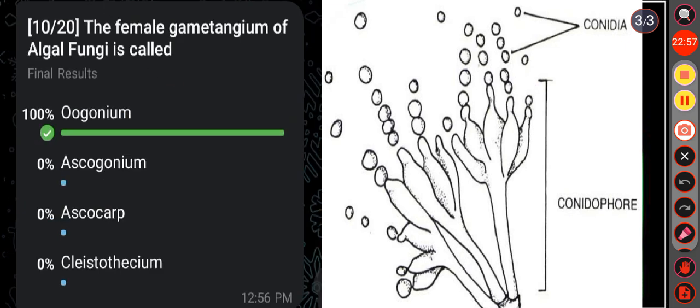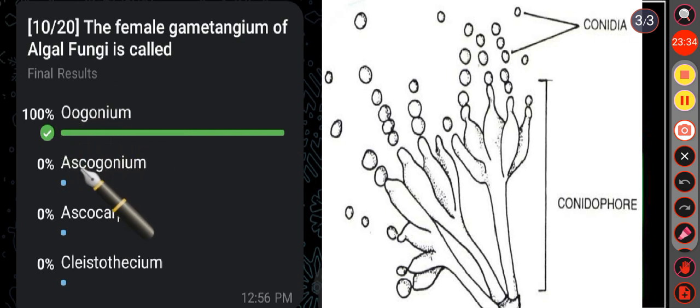Then next question, the female gametangium of algal fungi is called option A Oogonium, option B Ascogonium, option C Ascocarp, option D Cleistothecium. Here the correct answer is option A, that is Oogonium. We know the fungal group Phycomycetes are also called algal fungi because they exhibit characteristics that resemble both fungi and algae, particularly in their morphology and reproduction. And the female gametangium is called an oogonium, right?